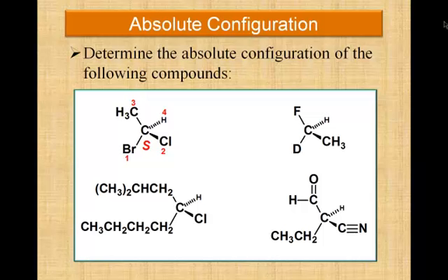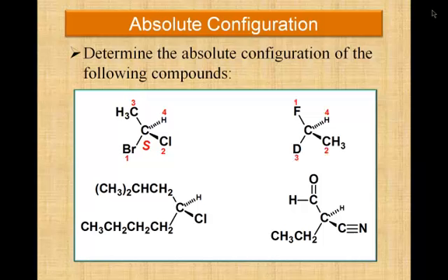In the upper right, I have a molecule that has a hydrogen and a deuterium. That's what that D is. That's a deuterium. You haven't seen that before. Deuterium is an isotope of hydrogen. And when you have an isotope, the isotope that has the highest atomic mass will have the higher priority of the 2. So again, hydrogen is the lowest. Among the 3 remaining groups, my fluorine is the highest, followed by the CH3, followed by the deuterium.